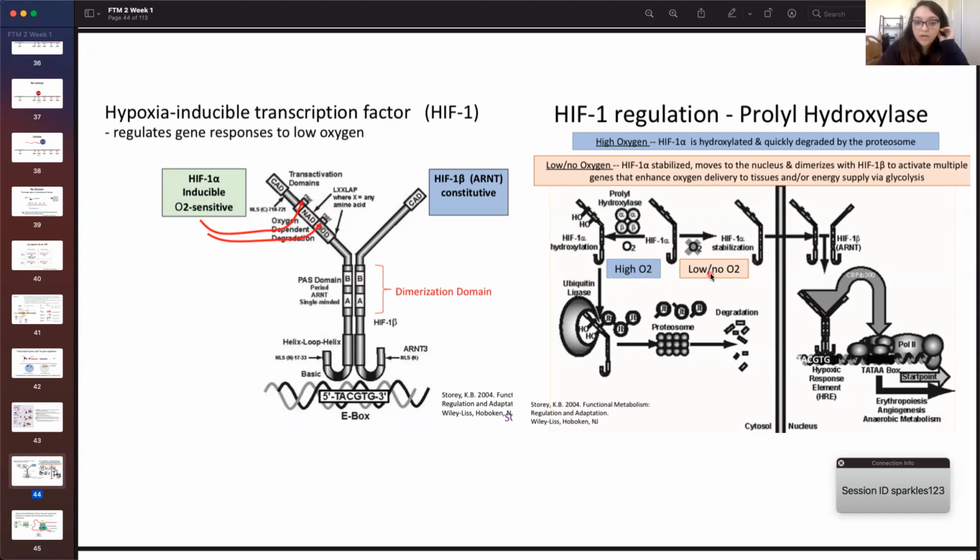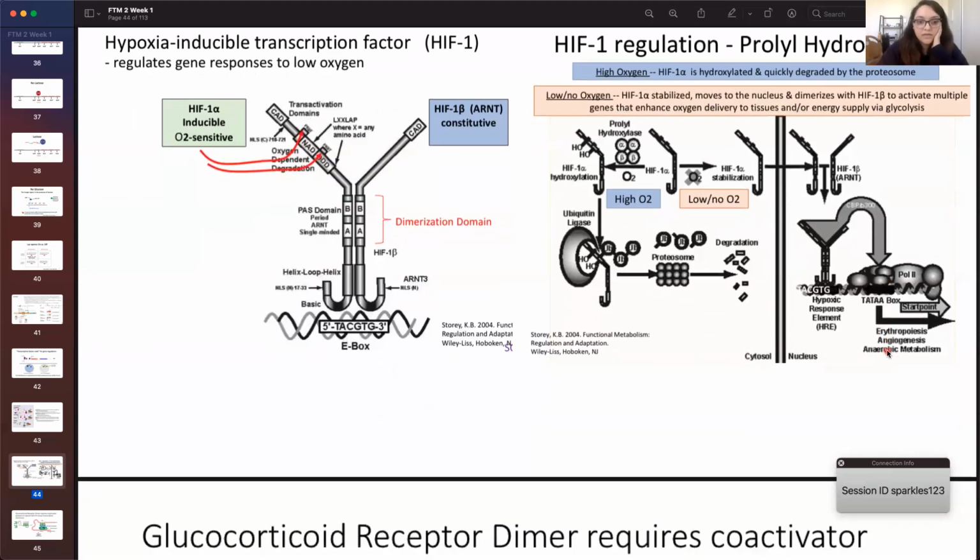When there are low or no oxygen levels, then your HIF1 alpha is going to be stabilized. It's going to move into the nucleus, like I said, dimerize with that HIF1 beta, and then it's going to activate gene transcription and regulation for a bunch of different genes that are going to try and correct that low oxygen level. Let's move on to the next one.